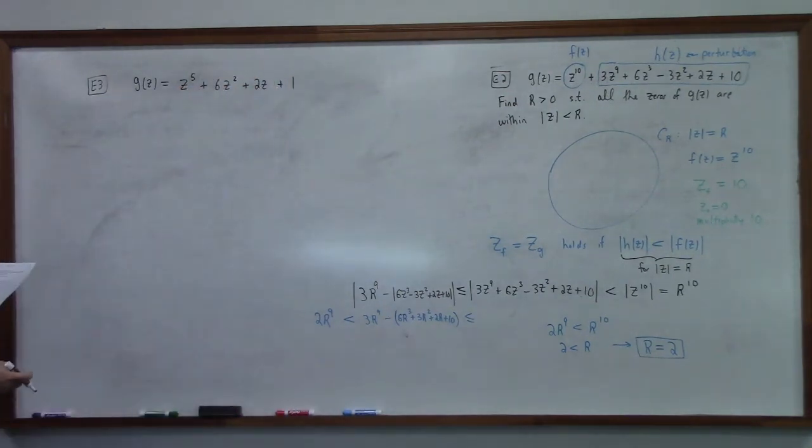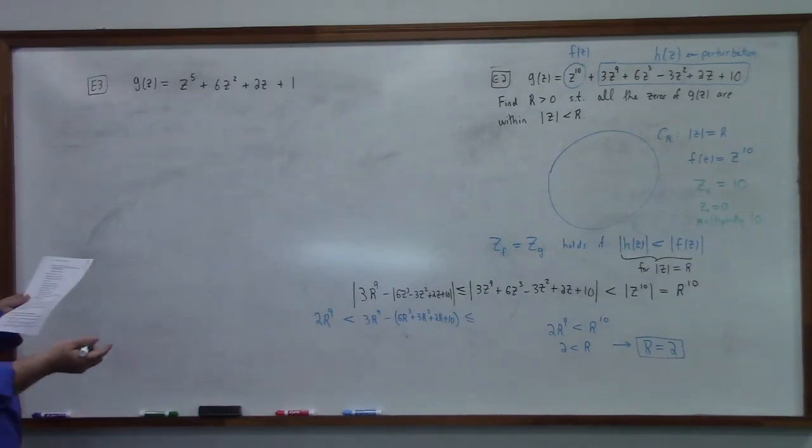So this is number 5 on page 352 of the handout. We're supposed to show that there are 2 zeros in D1 and there are 5 zeros in D2.